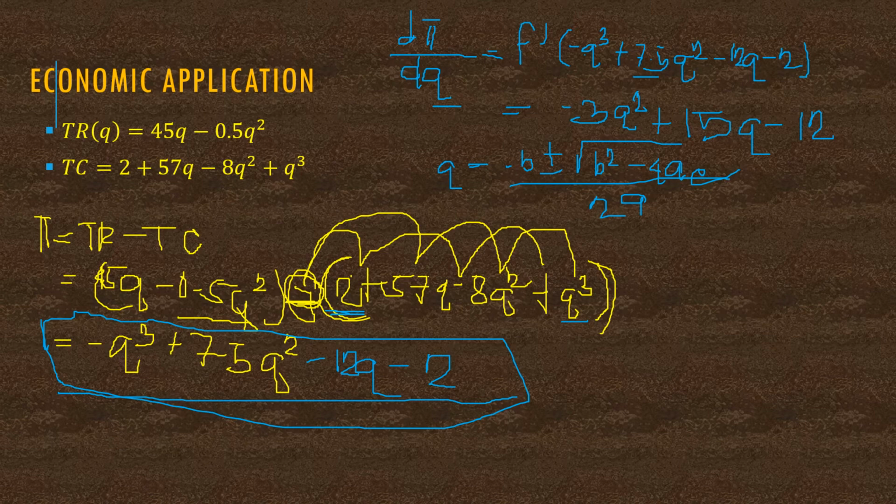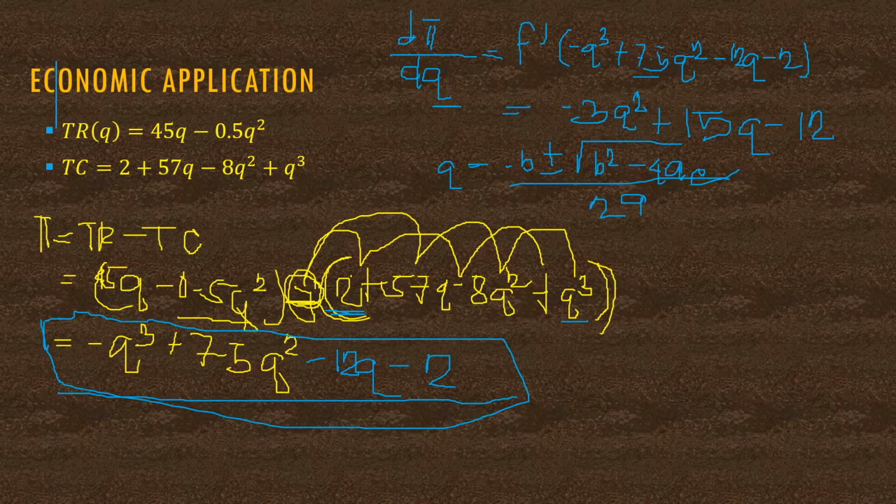Just substitute. Remember, what is the quadratic function? That is ax squared plus bx plus c, right? You know already your a, b, and c, so you just have to substitute there. So 15 squared minus 4 times the a, which is negative 3, times the c, which is negative 12. We have 81. The square root of 81 is 9. What is the b? Which is 15.